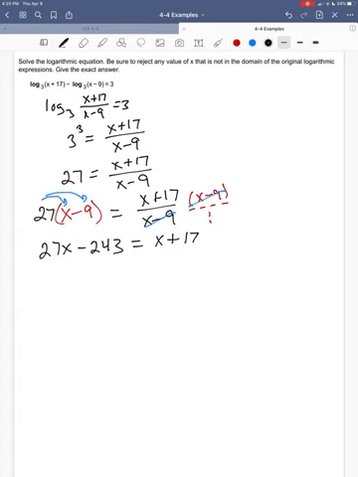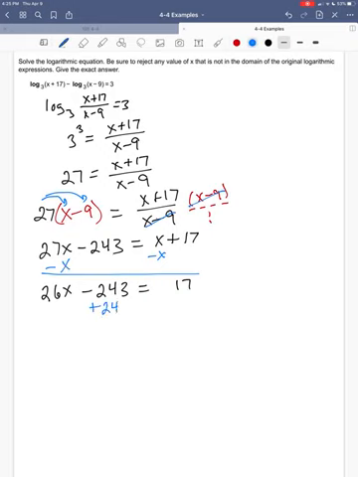In this equation, I just have x to the 1st power. So it's a linear equation. That means I can get just all the x's together. So I'm going to subtract x from both sides. That 27 minus 1 gives me 26x. Then I'm going to get rid of the 243, so I'll add 243 to both sides. So 26x, when I add this I get 260, and then I'm just going to divide by 26, and I get x equals 10.